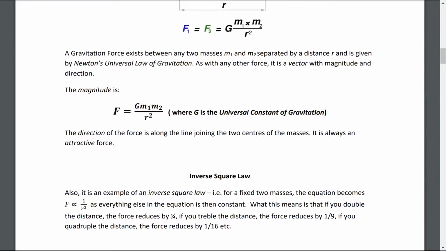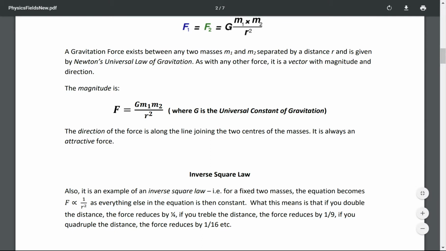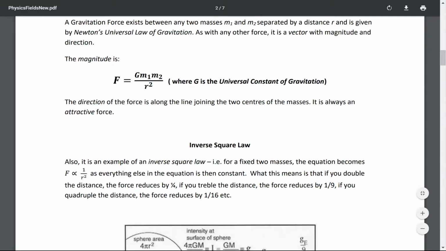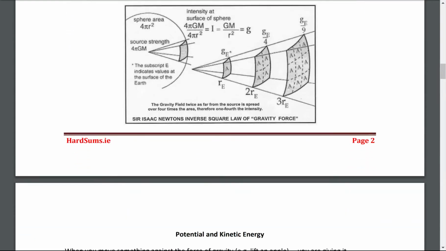Now, we have to mention at this stage as well, it's what's called an inverse square law, because the force is proportional to 1 over the distance squared. What that means is if you halve the distance, 1 over 1/2 squared, the force is multiplied by 4. So half the distance means 2 squared gives you a force 4 times as strong. If you have a third of the distance, 3 squared is 9, so the force is 9 times stronger, and so on. So that's an inverse square law. We'll come across that again as well. There's just a diagram showing the inverse square law.